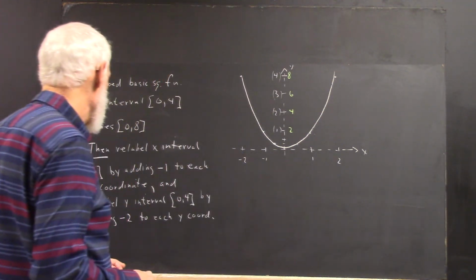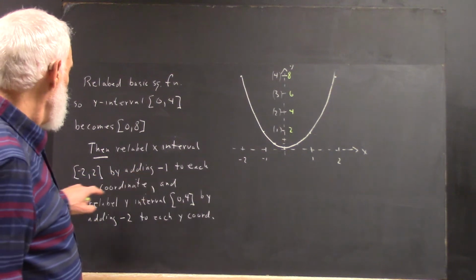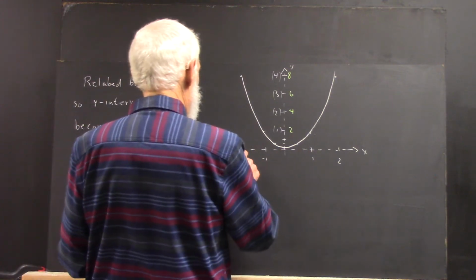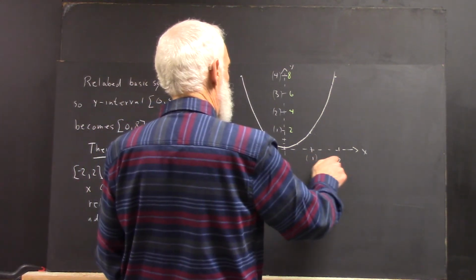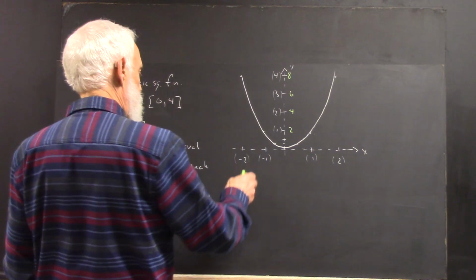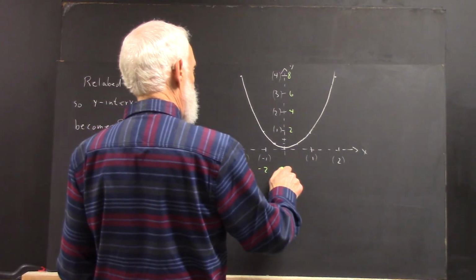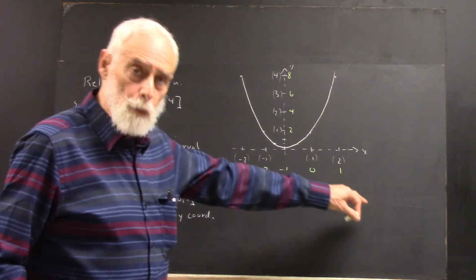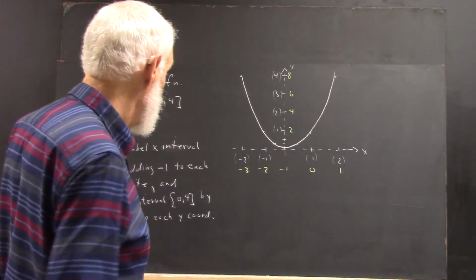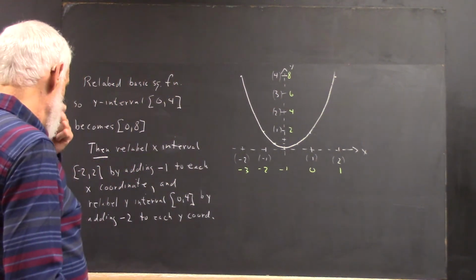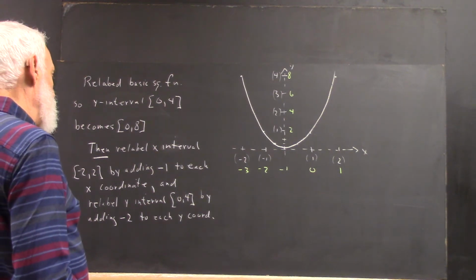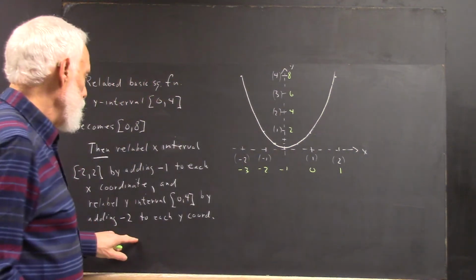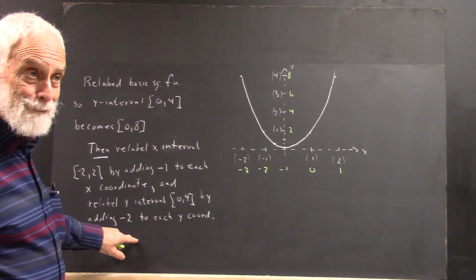Then we add -1 to each x-coordinate, which means that we no longer have these coordinates. We have the interval from -3 to 1. And then we're going to add -2 to each y-coordinate. Okay?